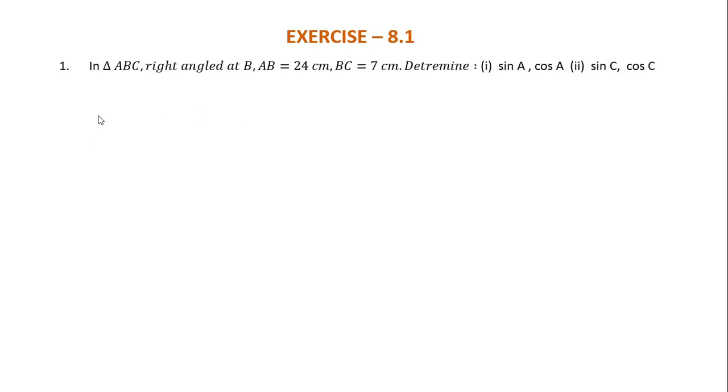Now we start with exercise 8.1, the first exercise of this chapter, and question 1. See, what is the question? In triangle ABC, right angled at B, AB is 24 centimeter, BC is 7 centimeter. Determine sin A, cos A, sin C, cos C. It's only a practice sum so that you understand how to write the values.